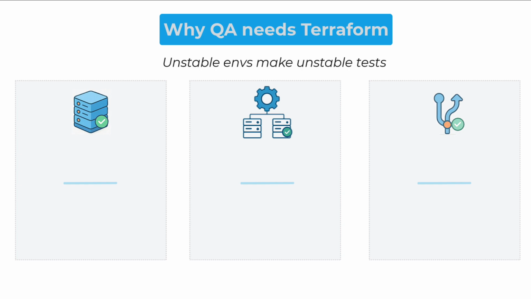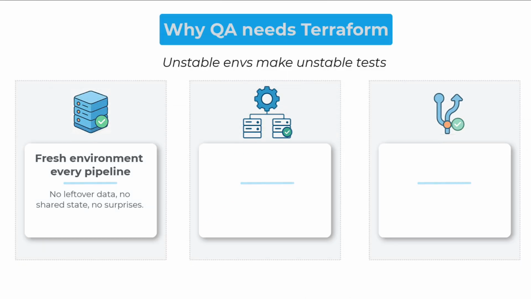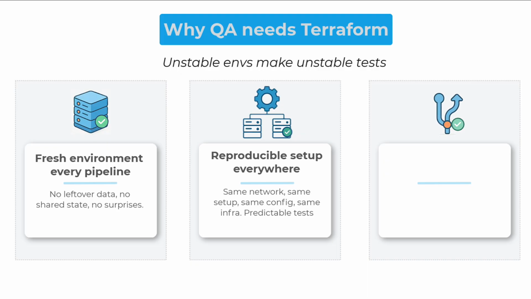First, a fresh environment on every pipeline run. No leftover data, no shared state, and no surprises from previous runs. Every pipeline starts clean, exactly like the VM we just created. Second, a reproducible setup everywhere, on the same network with the same configuration in the same infrastructure, whether you run it locally or in the CI. This consistency is what makes test results predictable.